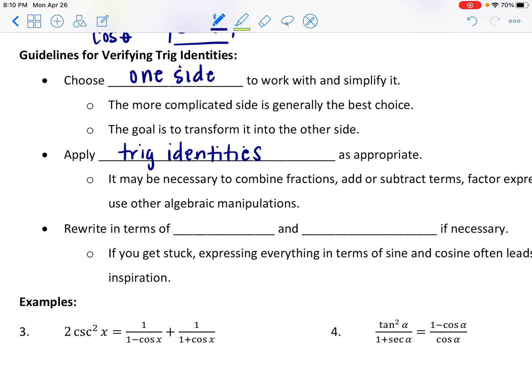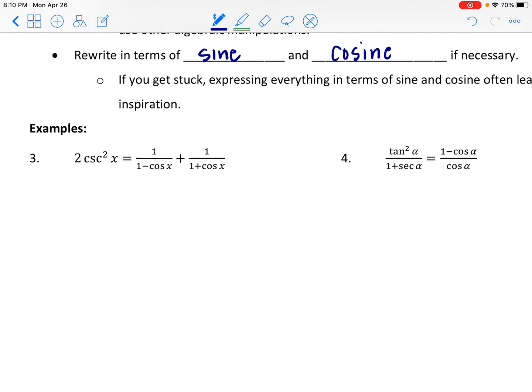And then when all else fails, if you find yourself stuck, okay, rewrite terms in terms of sine and cosine, if it's possible, if you get stuck. Rewriting things in terms of sine and cosine is helpful. It often leads you to some inspiration, will show you things that you didn't see before. So if you find yourself stuck, that would be a good way to go. Okay, let's try this out.